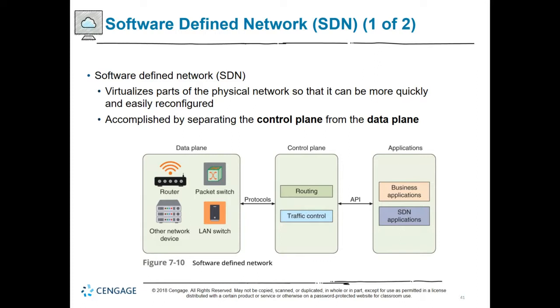A software-defined network virtualizes parts of the physical network so that it can be more quickly and easily reconfigured. This is accomplished by separating the control plane from the data plane. So we see we have our data plane, with our packet switch, router, and LAN switch. Our control plane is going to handle the routing and traffic control.